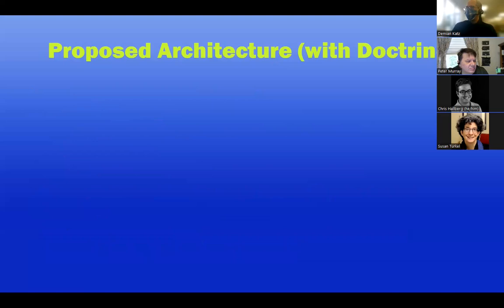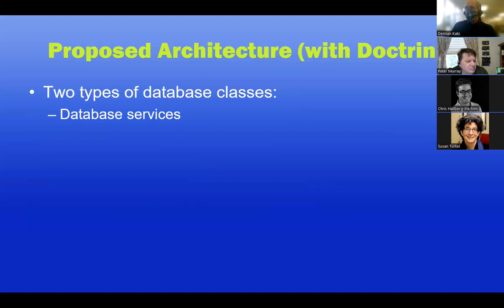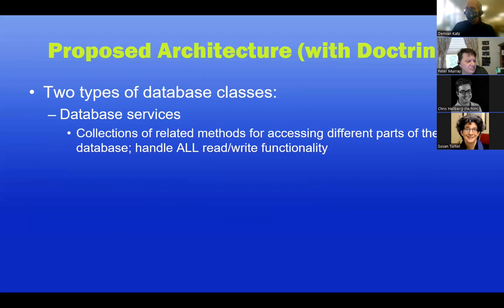So what am I proposing to change if we switch to Doctrine? I still think we want to have two types of database classes, but I think there's a better division now. So instead of row and table gateways, I think we should have database services. A database service is just a class that contains logically related methods that interact with the database and handle all of the read and write functionality. So probably it makes sense to start off with our database services being more or less equivalent to the table gateways in the old code.